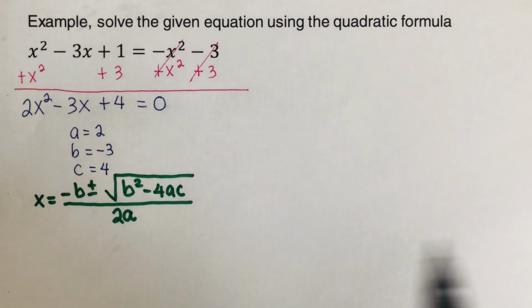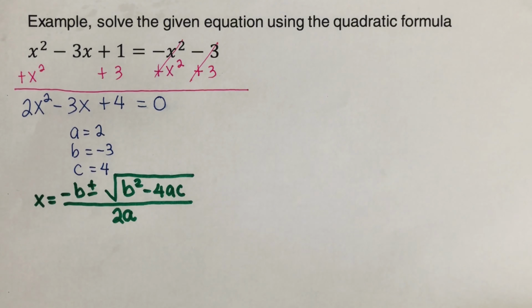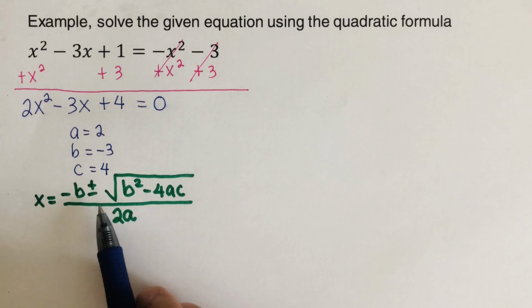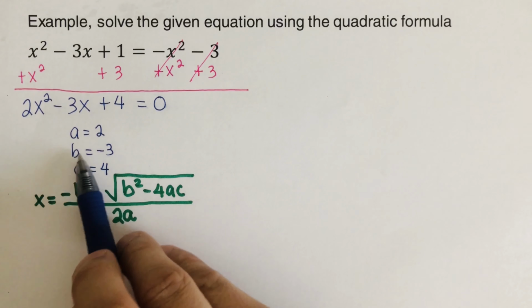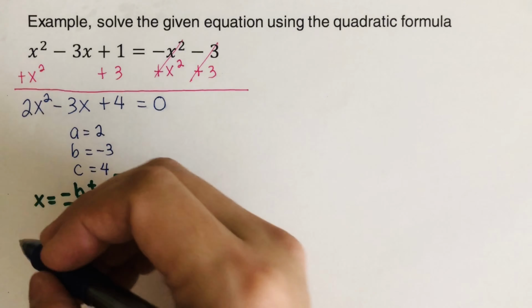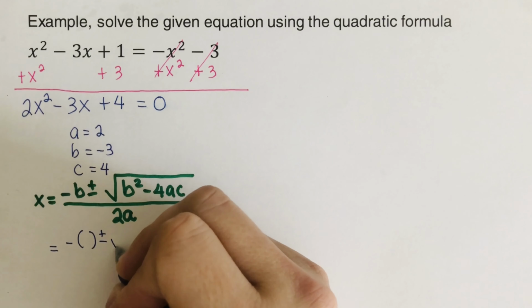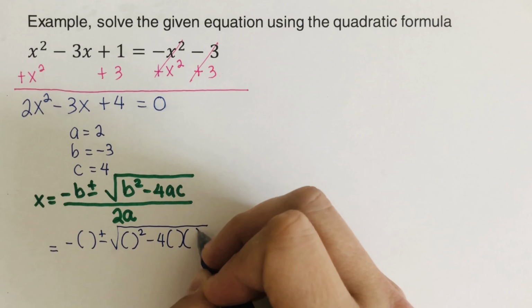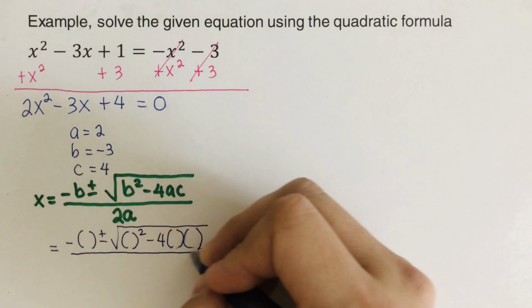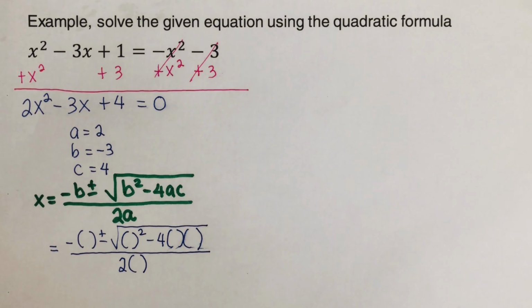What we are going to do is change the letters. Before we plug a, b, and c into the equation, change all the variables into parentheses. Once you have changed them into parentheses, that's the time that you put these values into the parentheses. So if we change this into parentheses, this would come out as negative parentheses plus or minus the square root of parentheses squared minus 4 parentheses times parentheses, over 2 parentheses.